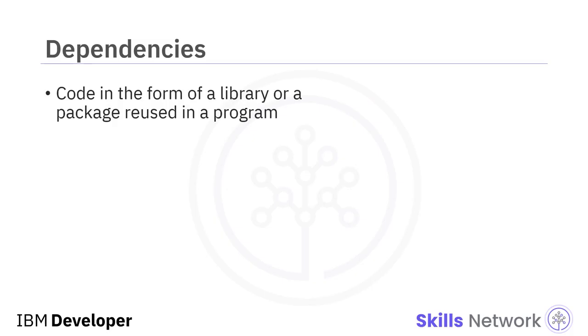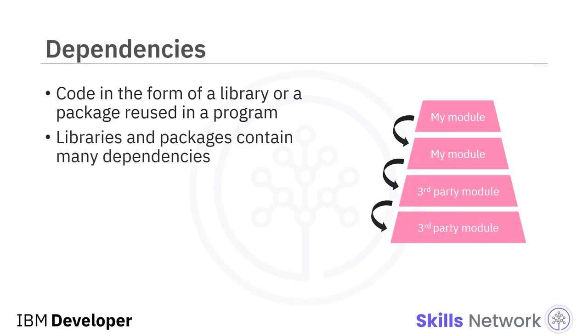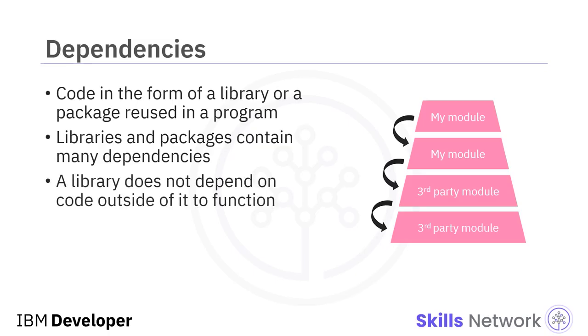So, for example, say you are developing a new module and you call a function contained in another module written by you, which calls another module written by someone else, which calls yet another module written by that third party. The module you are writing is dependent on all of those other modules. A library of code usually contains many dependencies, but the library is self-contained and isn't dependent on code outside of the library itself. Packages work the same.